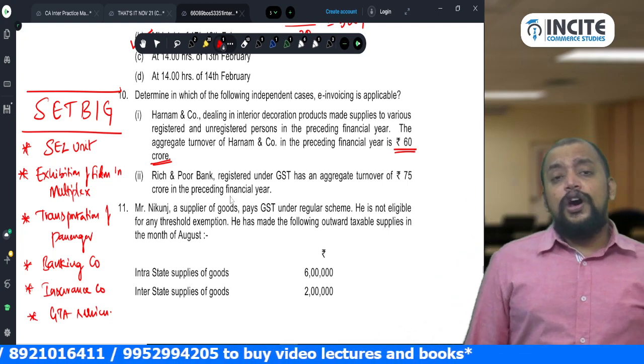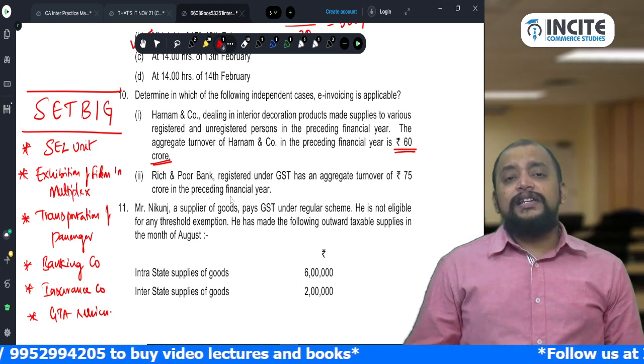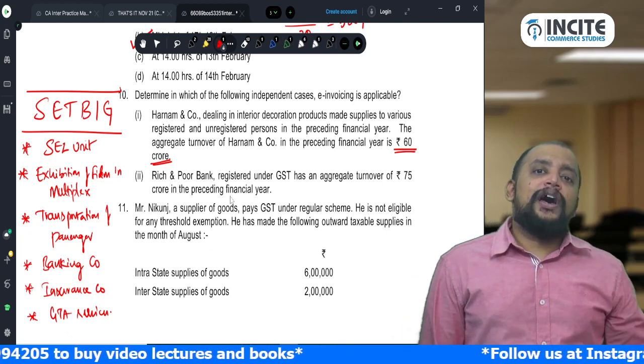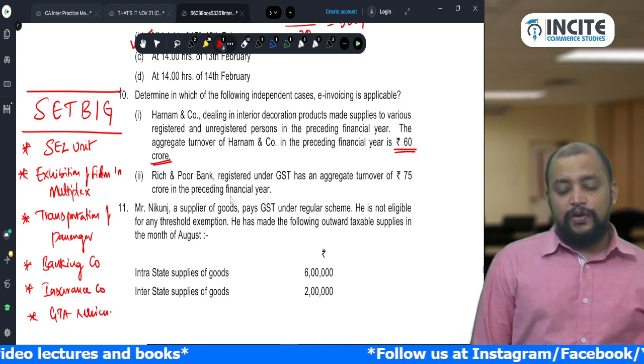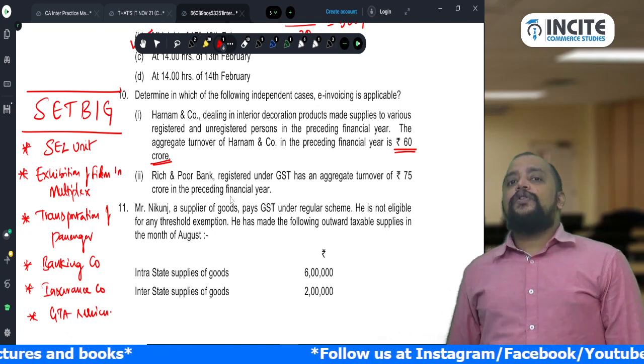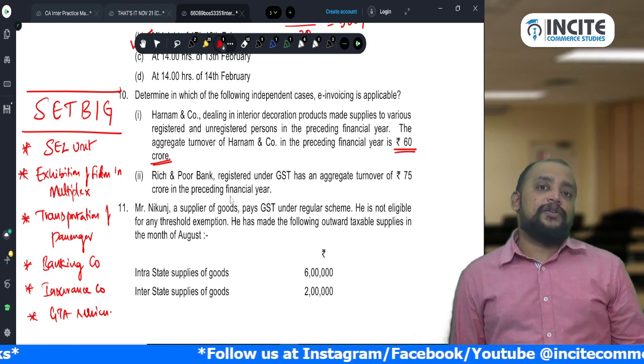So then, who are not required to give dynamic QR code? Same as before, except that you remove the SEZ unit and replace it with an OIDAR supplier located outside India. So that alone is the change: OIDAR supplier located outside India.